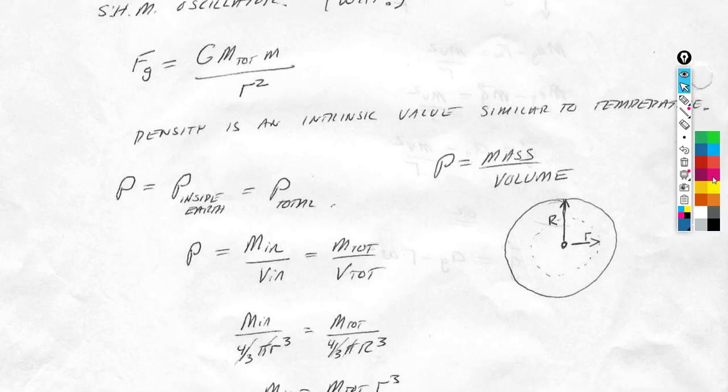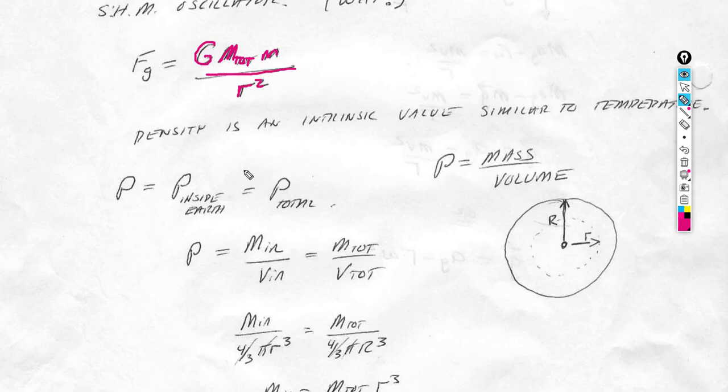So here's the derivation. We're going to talk about intrinsic properties of density. Density functions like temperature are not a function of the total mass, but of the interaction of the mass and the volume. So the force of gravity is G, like we said, M total times little m over r squared. That's no real surprise there. That's the total of the Earth, but that's on the outside.